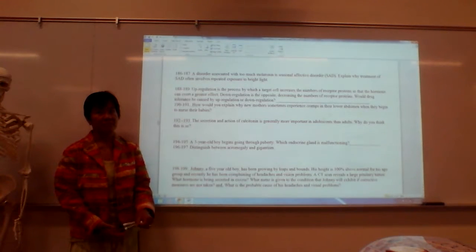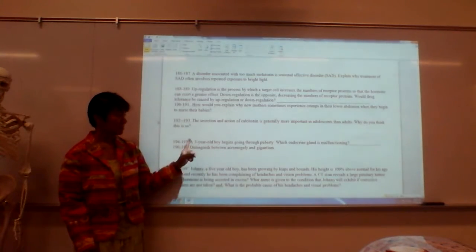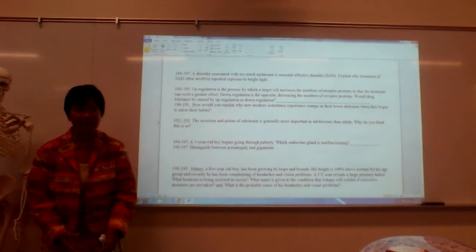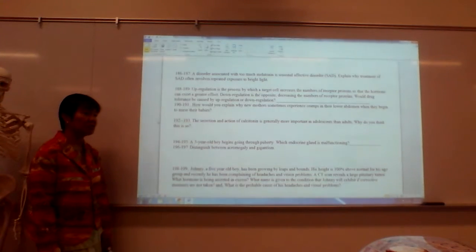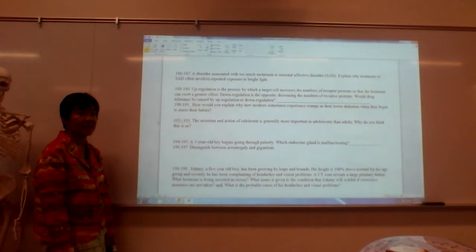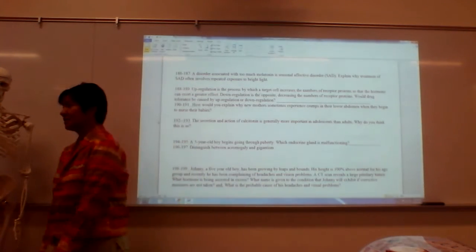Pituitary gland, the growth hormone. So this one distinguishes between acromegaly and gigantism. Maybe you'll be asked to distinguish between myxedema and hyperthyroidism, or myxedema and cretinism. I don't know, but I think it's a very good sample final example. So what's the difference between this one?